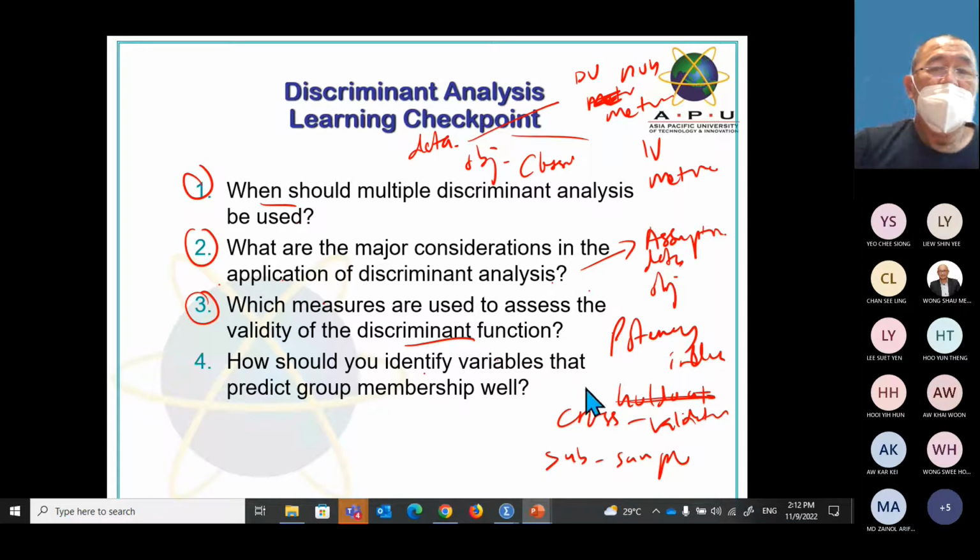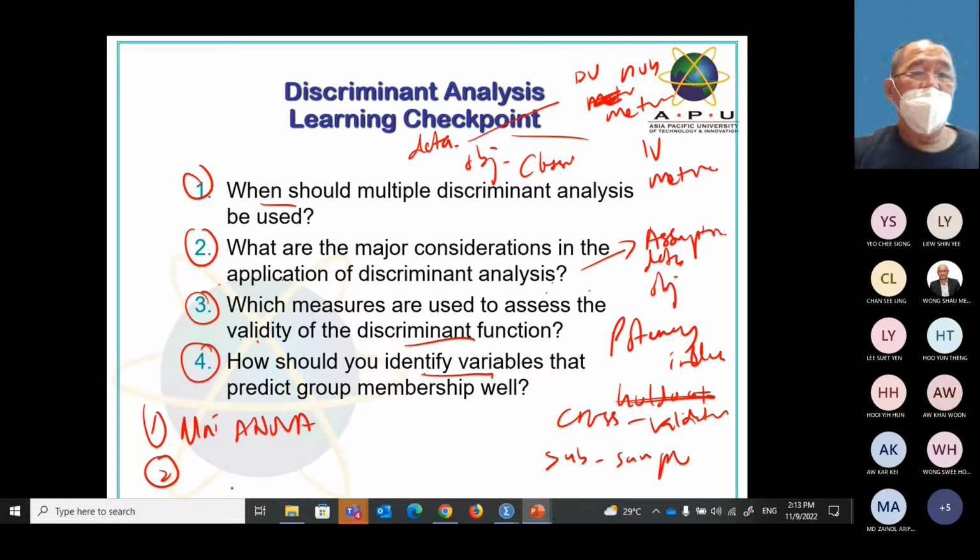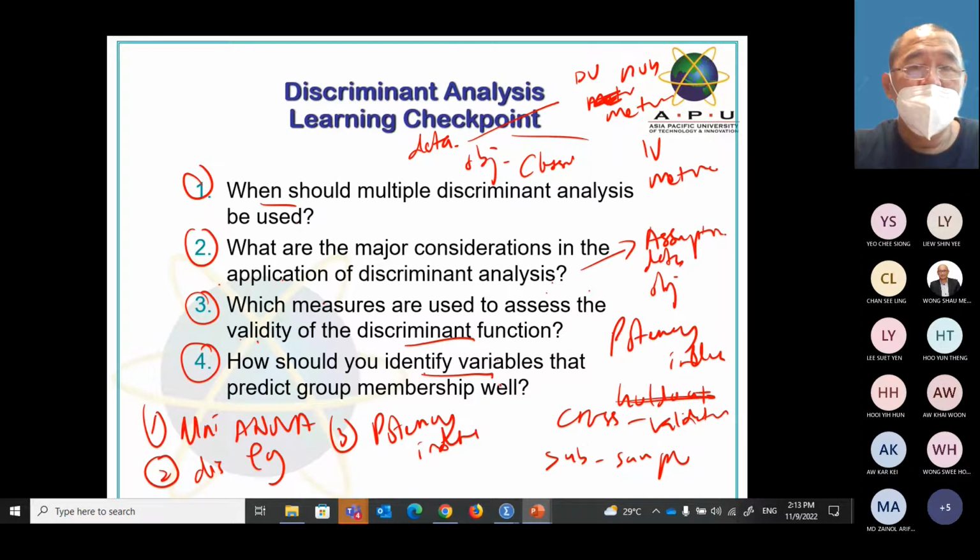How should you identify variables that predict the group memberships? How are you going to identify? Of course there are a few methods. First is the univariate ANOVA from the output. Second is using the discriminant function. Third is using the potency index. Therefore, we know which one can actually predict the group membership, which one is not too good, which one is better. So that's the learning checkpoint.